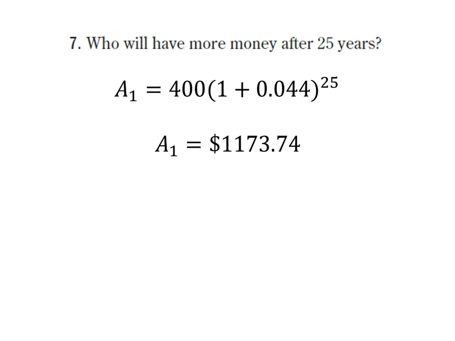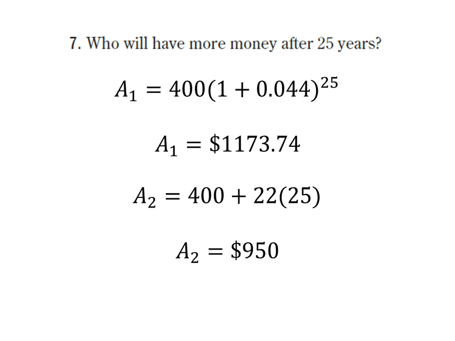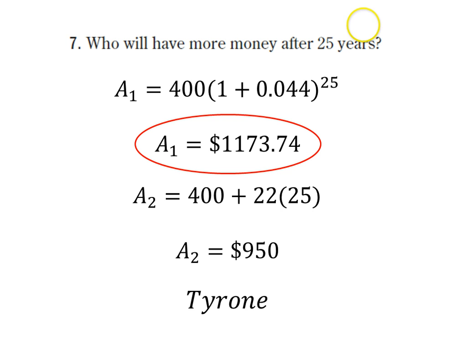$1,173.74, or somewhere in that region to the nearest penny. That's what he'll have. His sister's equation, 400 plus 22 times 25, because now after 25 years, we're going to take that 25 and multiply it by 22, because every year she's gotten $22. Whatever that amount is, it's all of her interest. We're going to add that to the 400 that she started with, and we will find that she has $950 after 25 years. So, who will have more money after 25 years? This number is clearly bigger after 25 years, and the answer to the question is Tyrone.